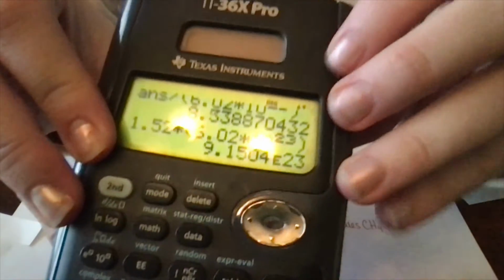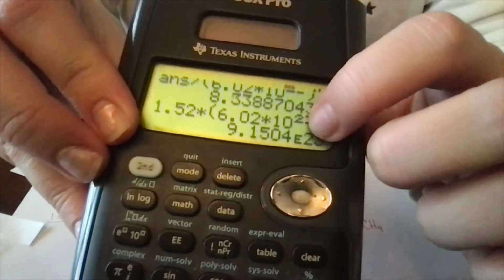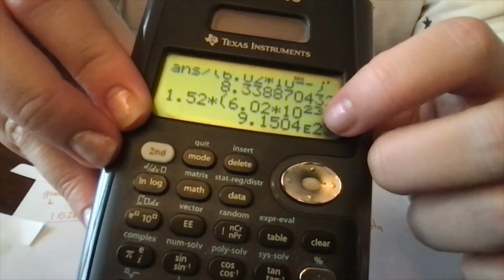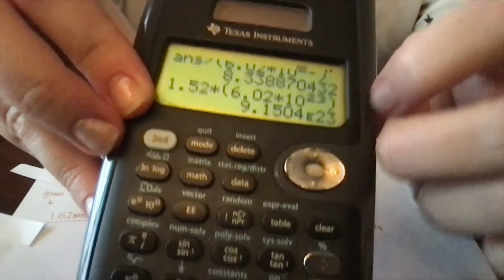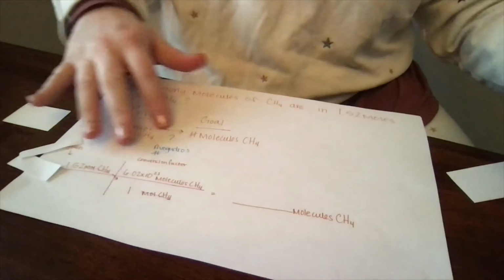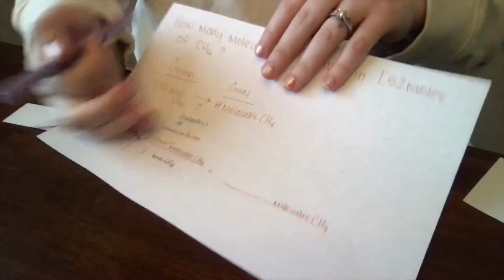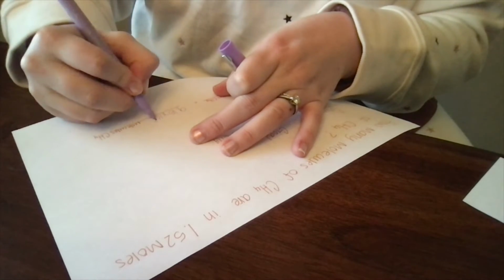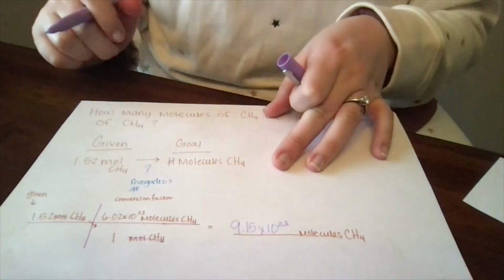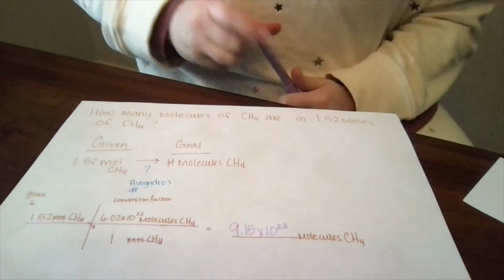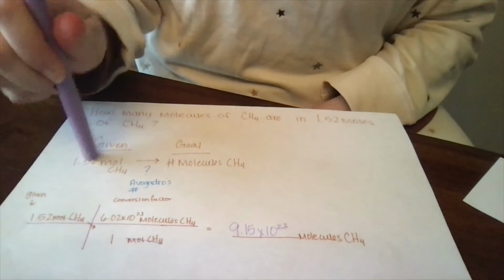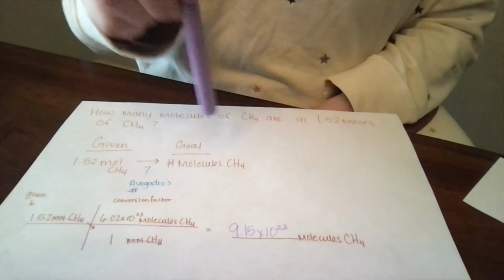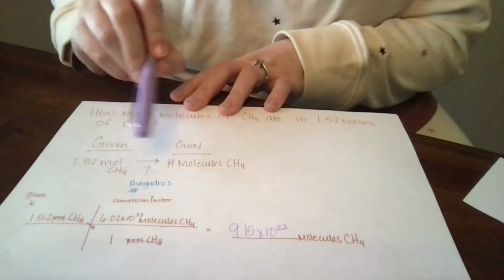9.15. And then do y'all see the e to the 23rd right here? Okay, my answer is not 9.15. My answer is 9.15 times 10 to the 23rd. That's what that means. So let me write that in. So that's my answer. So this is how to go from moles to molecules, or moles to any kind of particle. Molecules, atoms, ions of the same substance.